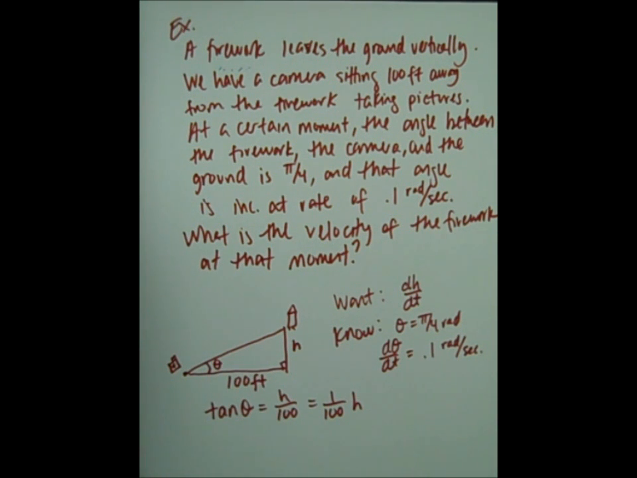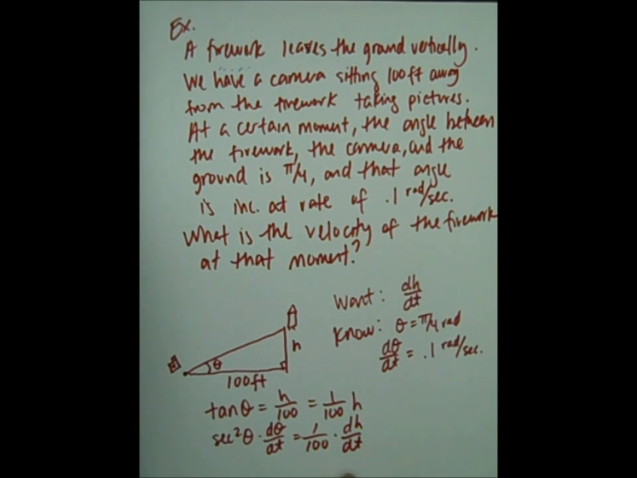Now that I have my relation, let's take a derivative. Remember, h is not my variable, t is the variable here, so I'm going to have to use the chain rule. So the derivative of tangent is secant squared. So secant squared theta times d theta/dt. And what's the derivative of 100h? Well, the 100 will stay. And then by implicit differentiation, I get dh/dt.